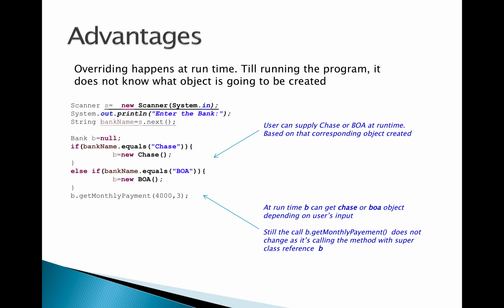So you don't need to make any code changes based on the objects you are going to get. You are going to call the same methods, and which method it is going to call depends upon what object you receive. If it receives the Chase object, it is going to call the Chase method, but I don't need to create a Chase reference and call that. I can use the superclass reference and call that. So that's the major advantage you get by using superclass references.